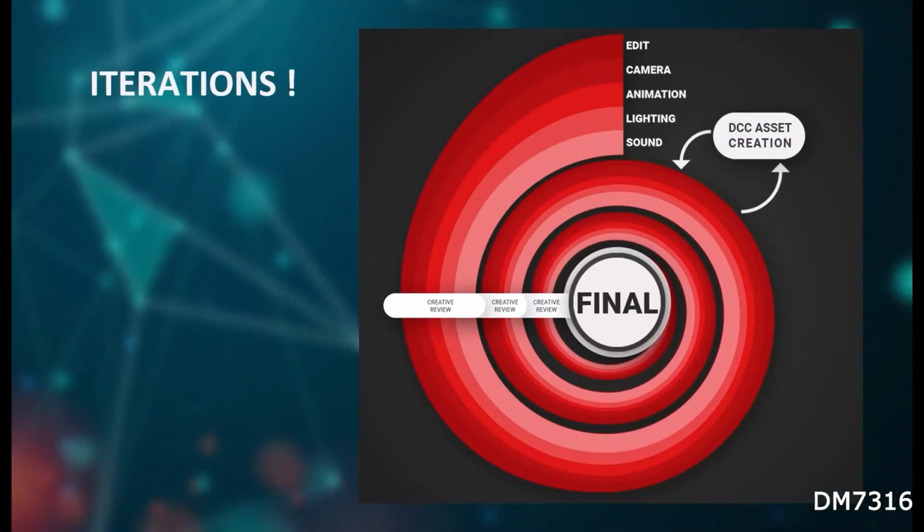One of the very good points with real-time software is the iterations. You will see this semester when you do a project, you will load everything in the same scene, and you can modify at the same time your editing, your camera, your animation, your lighting, your sound, and import a new model at any time. When you click play, you can still see that in real time. You don't need to re-render everything.